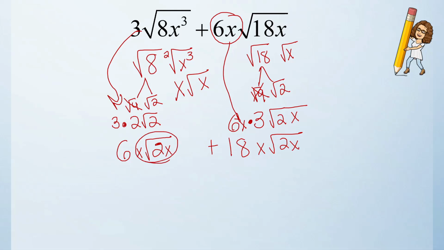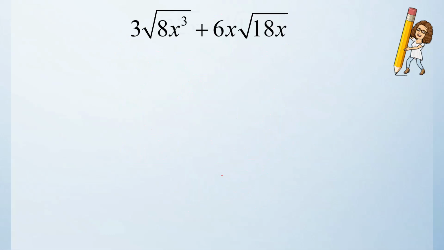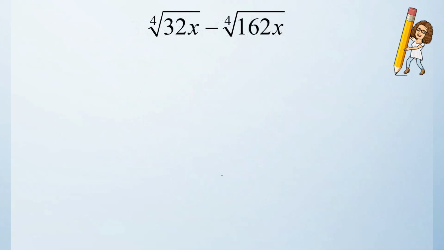Notice, same radical business. That means I can actually add these together. So I'm going to add the 6 and the 18, and I'm going to get 24, and then write my radical stuff together. Notice that didn't double. I didn't multiply those. I'm just adding the coefficients together for my final answer. So here's what I'm going to ask you to do. Go ahead and pause the video. Try this problem on your own first.